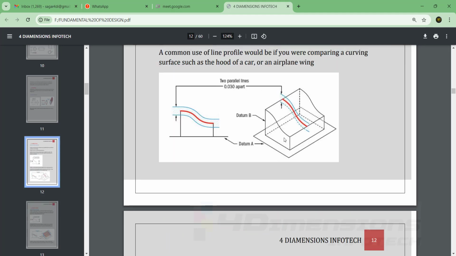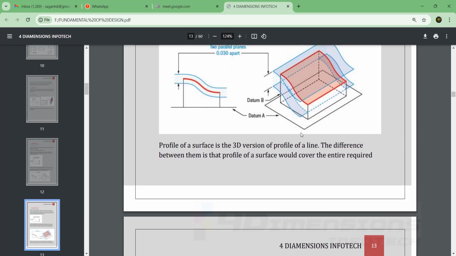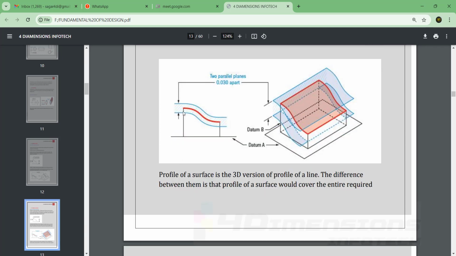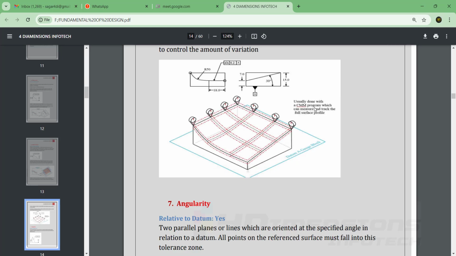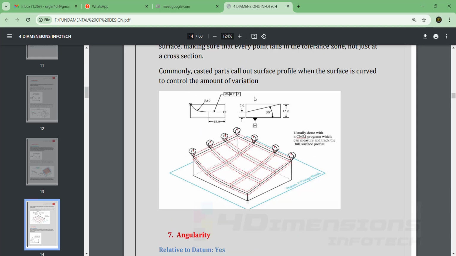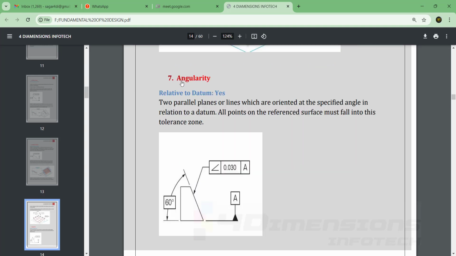In profile of line, it was only covering one cross section, but in profile of surface, it is covering the entire surface. So these are the two parallel planes representing the tolerance zone in which the surface must lie. When the parts are made of castings, the surface profile is very much used to control the amount of variation made at the time of manufacturing. Usually a CMM machine is used to measure the complete surface profile, and it is usually used for casting parts.